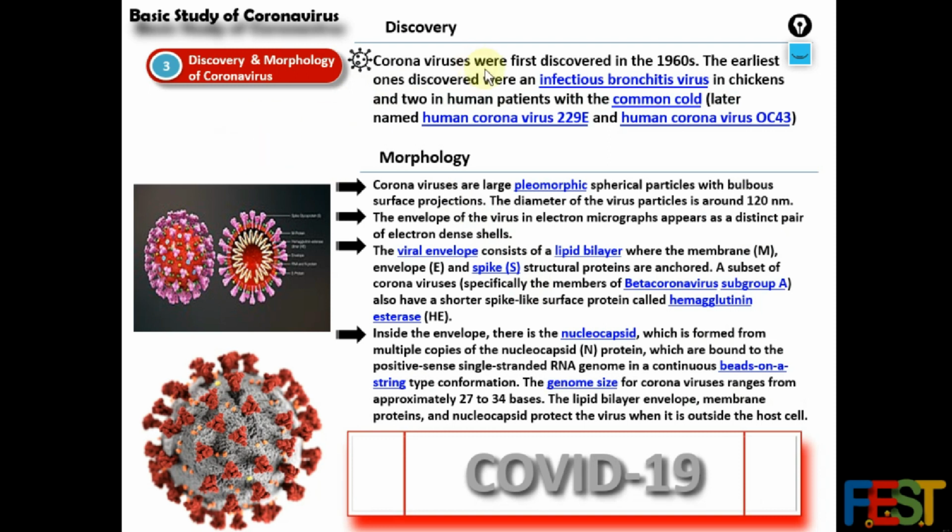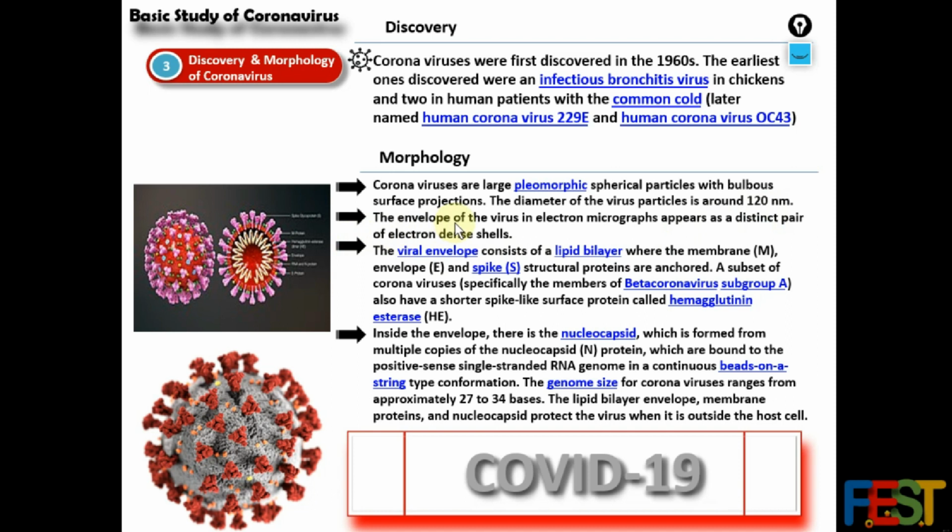Discovery. Coronaviruses were first discovered in 1960. The earliest ones discovered were infectious bronchitis virus in chicken and two in human patients with the common cold, later named human coronavirus. Okay, so the morphology. Coronaviruses are large pleomorphic spherical particles. Pleomorphic means they continuously change their shapes, with bulbous surface projections. The diameter of virus particles is around 120 nanometers.